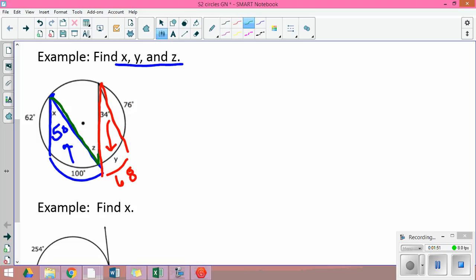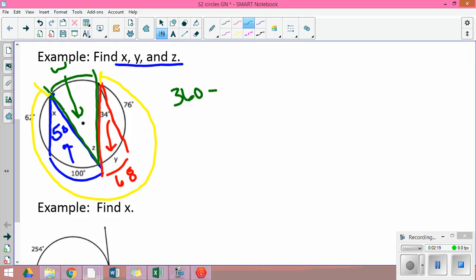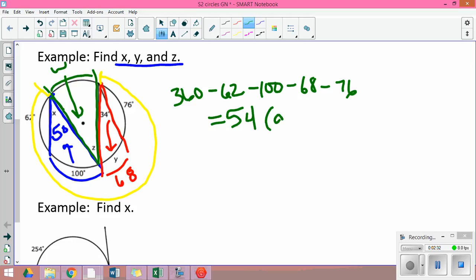Now, to find Z, I have to do a little more detective work. If you remember, all the way around is 360. So really, in this case, to find that missing arc here, let's call it W, so that I can then go back in and find the angle, I have to take 360 minus 62 minus 100 minus 68 minus 76, and when I do that, I get that the arc is 54. And then when I go in for the angle, I'm going to cut that in half, and so Z is going to end up being 27. So it's just a little bit of patience and a little bit of angle chasing.